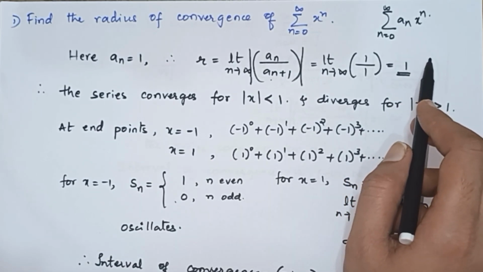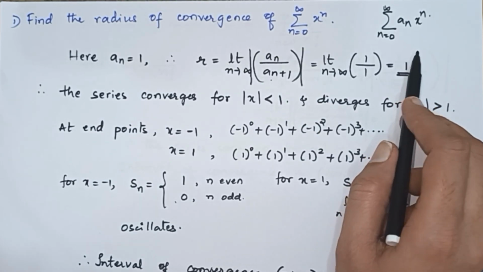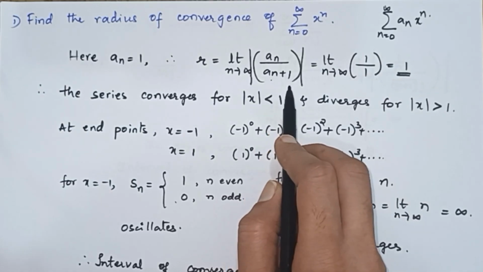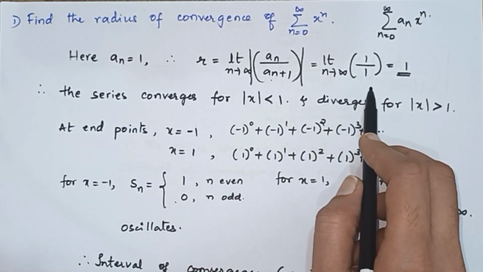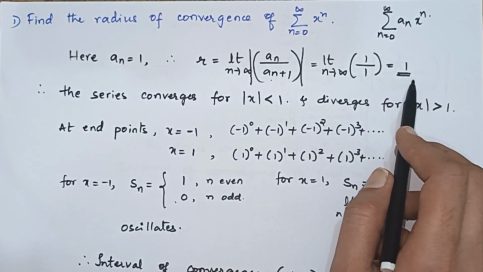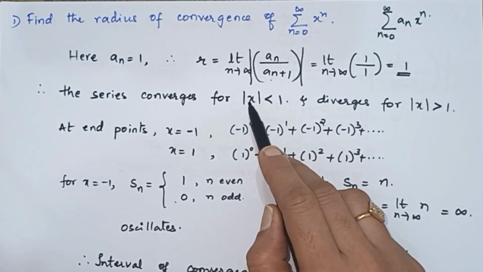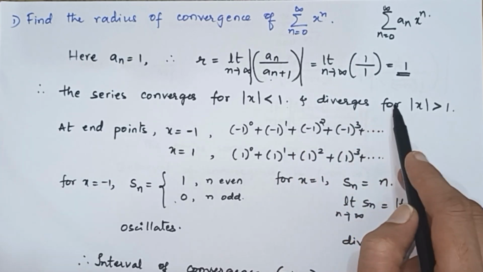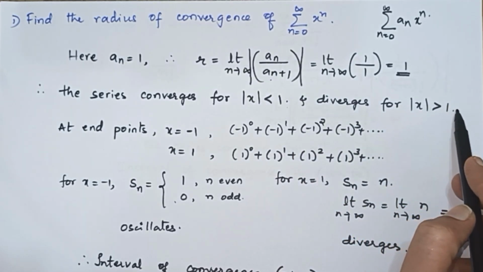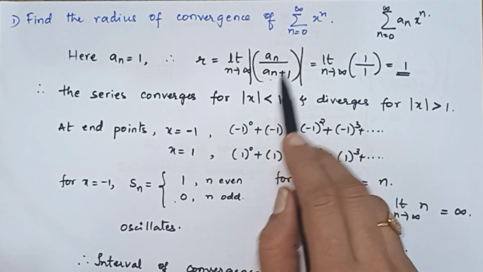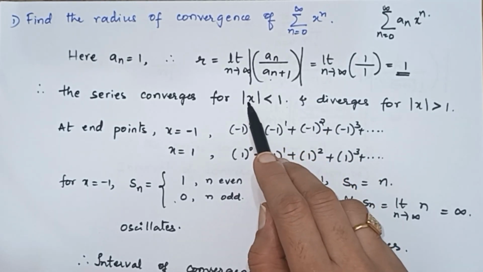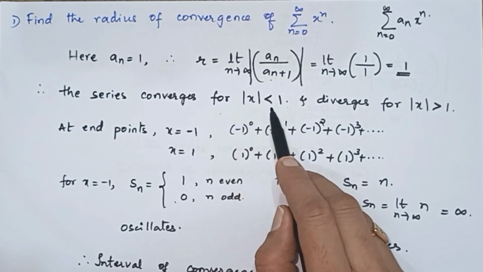Therefore, we have to make use of that first point. The series converges for mod of x minus c less than R and diverges for mod of x minus c greater than R. c is 0 here. Therefore, the series converges for mod x less than 1 and diverges for mod x greater than 1. Mod x less than 1 means x is greater than minus 1 and less than 1.